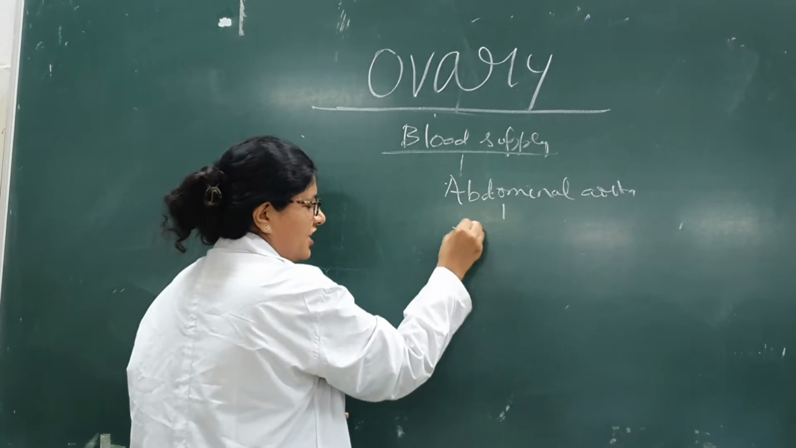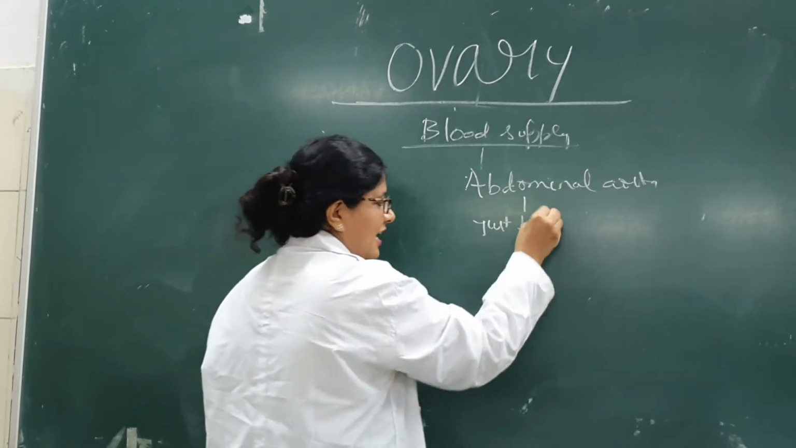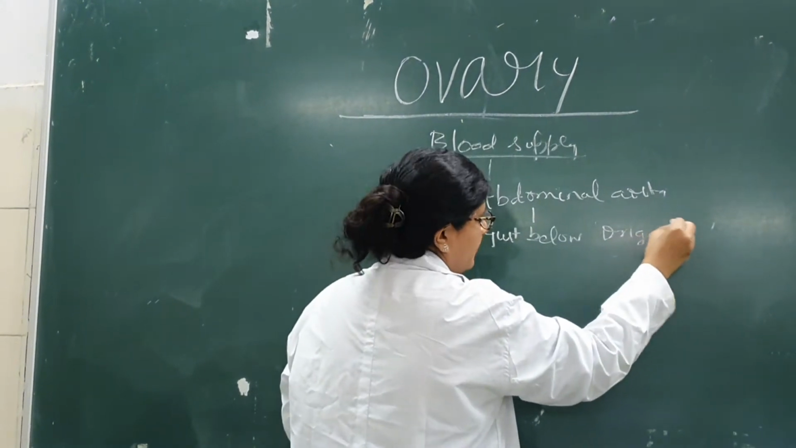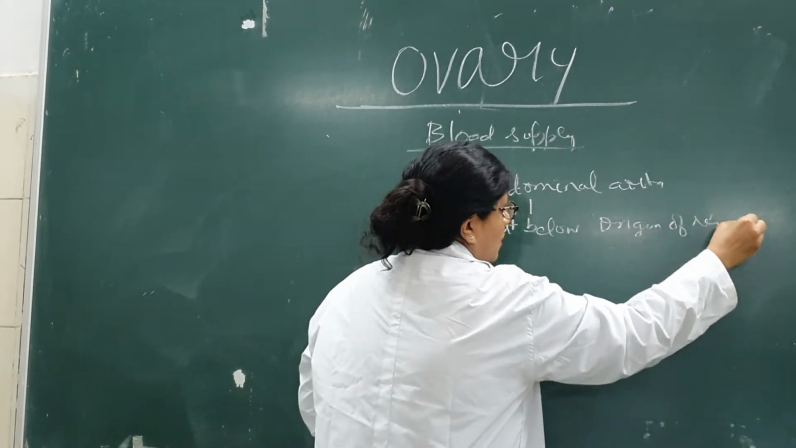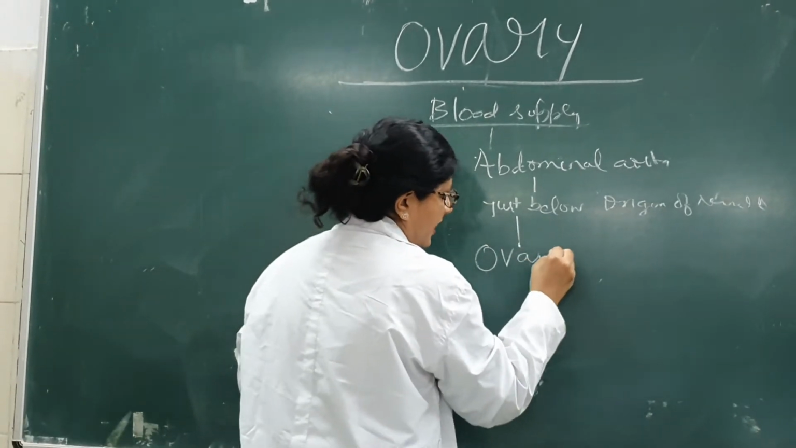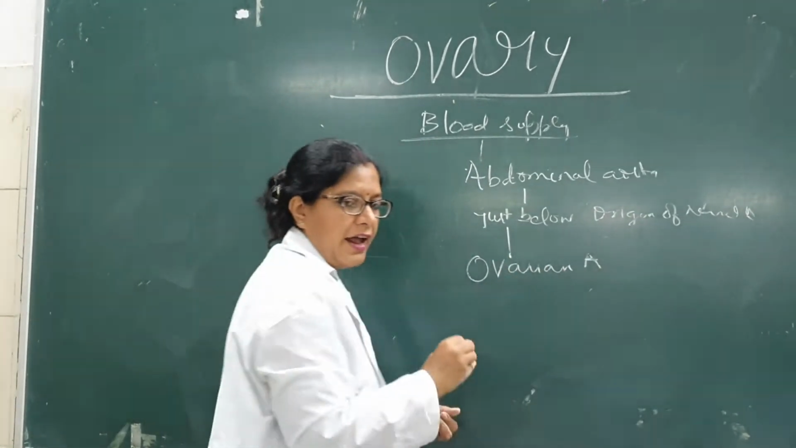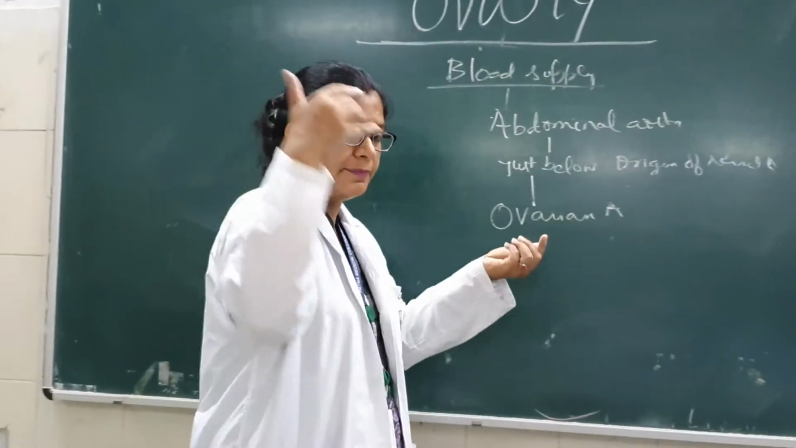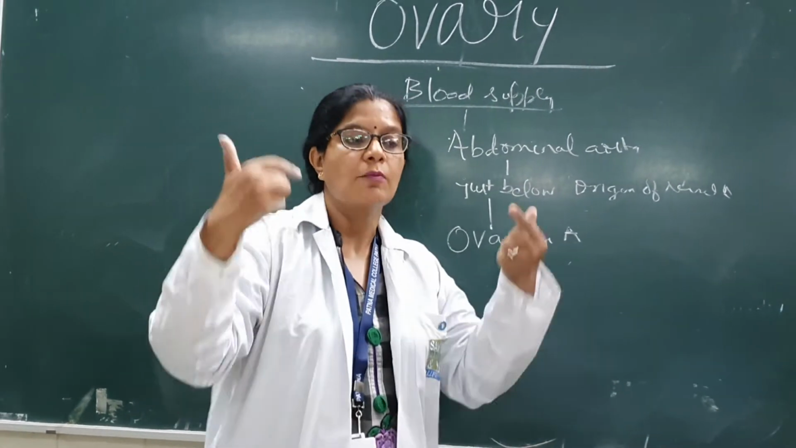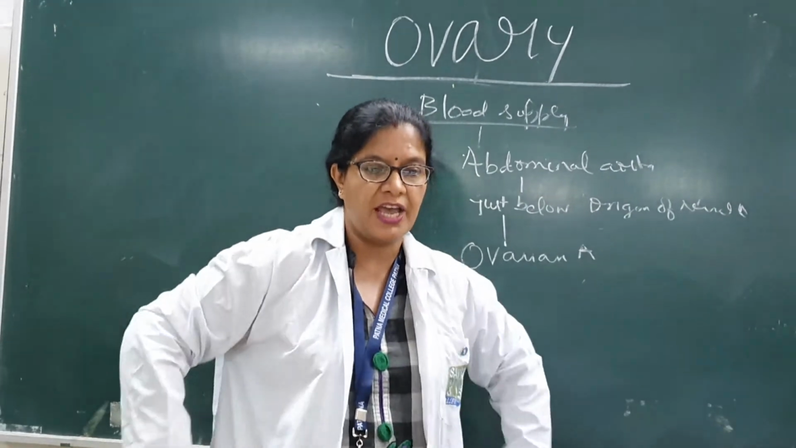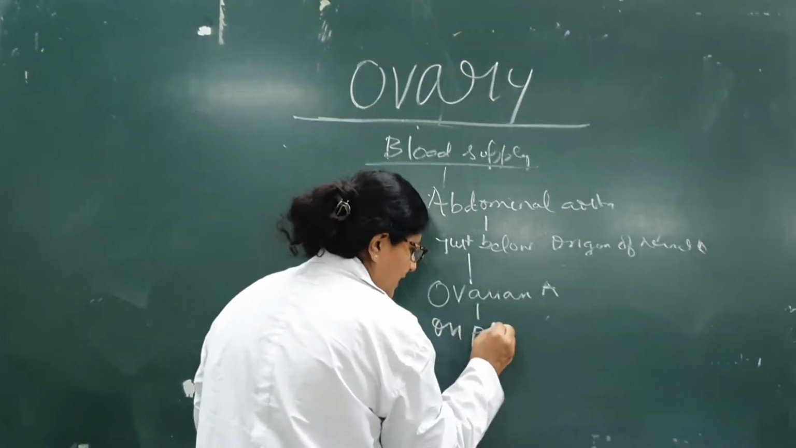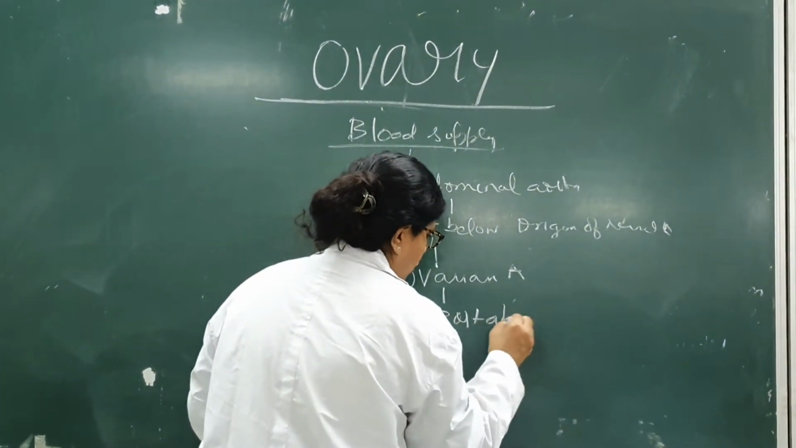Just below the renal artery, just below the origin of the renal artery, it will be given off, that ovarian artery. Where will it run? On the abdominal aorta, on the posterior abdominal wall. You have to imagine the posterior abdominal wall, go right to the back. It will lie on the posterior abdominal wall.